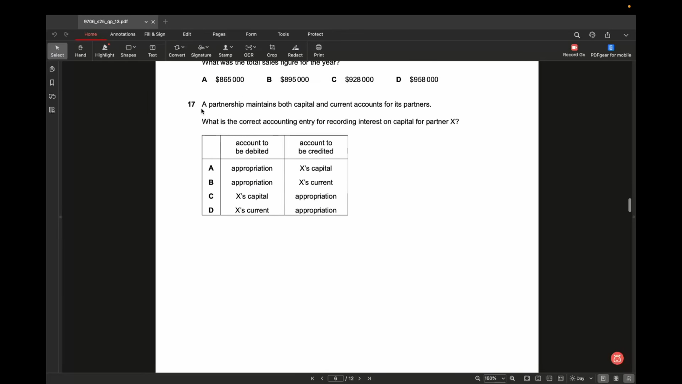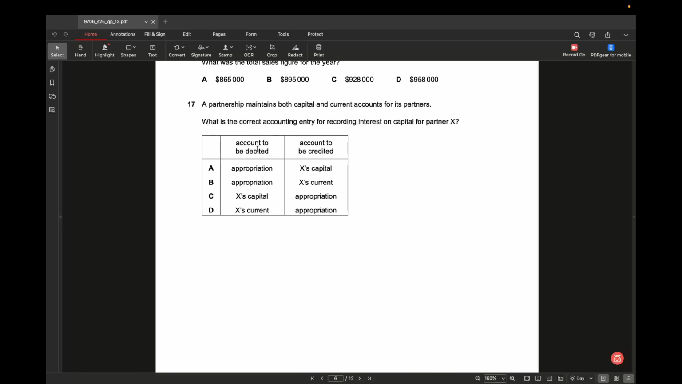17. A partnership maintains both capital and current account for its partners. What is the correct accounting entry for recording interest on capital for partner X? Partner X received interest on capital. This would be credited in the current account. So the correct journal entry is interest is given from appropriation account. So appropriation account debit and current account credit. So correct answer for 17 is B.